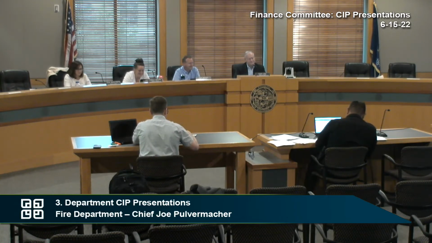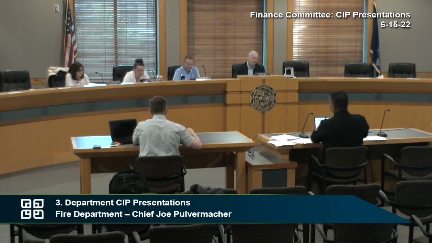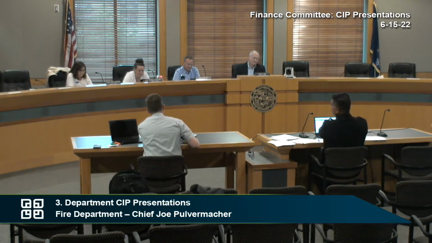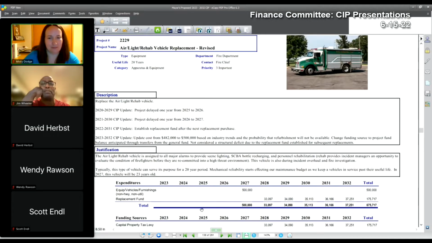Can we go back to 2229 simply because it's revised? Otherwise, I would have just let you skip. 2229? Yes. Okay, let me do 2229. Excellent, thank you. 2229 is our air light rehab vehicle. The reason this is revised is because we're looking at an increased cost, and then a fund balance has been established after that. So this is far enough out that this projection may be exactly that, a projection. We really don't know what that's going to cost until we get closer. We just try to identify what we think is going to be the reality, and that price is going to be higher than we initially anticipated.